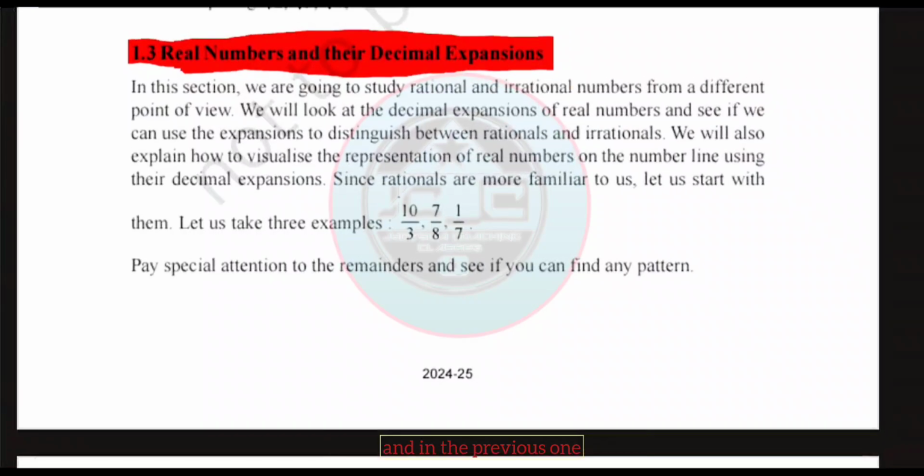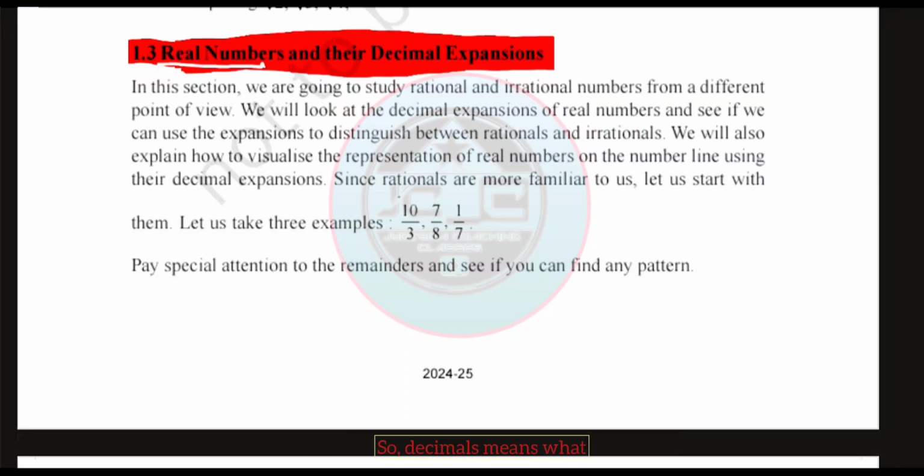In the previous video we discussed what rational and irrational numbers are, along with how we can represent the real numbers altogether on the number line. Now the topic is the real numbers and their decimal expansions. Decimal expansions mean we can express any rational or irrational number in the form of decimals.